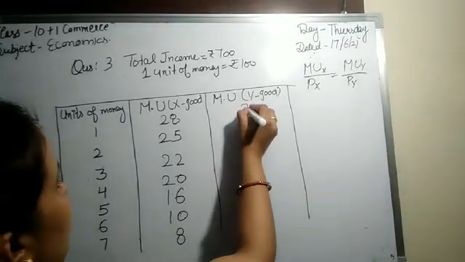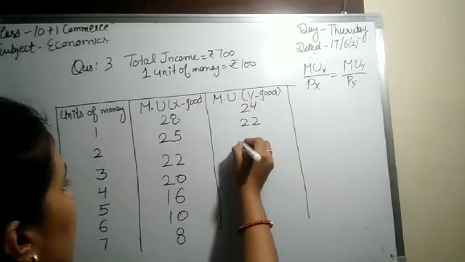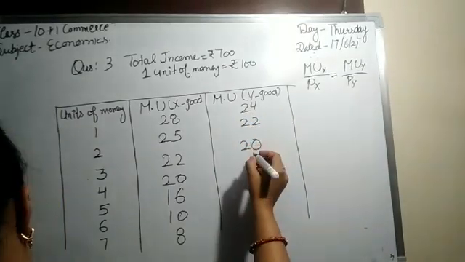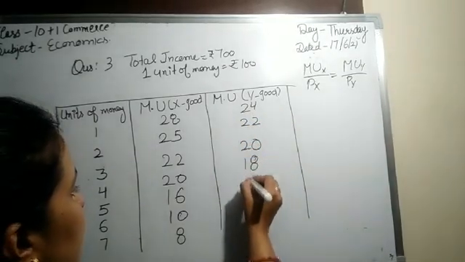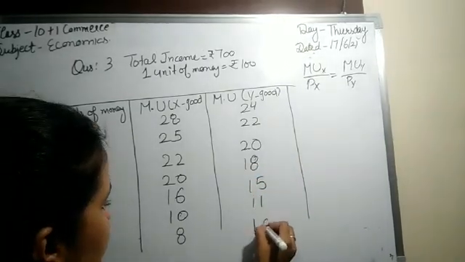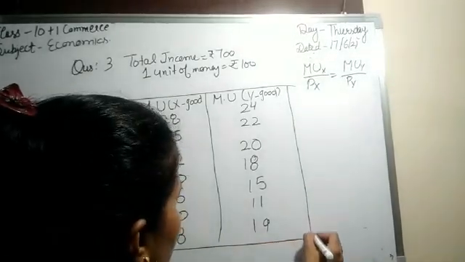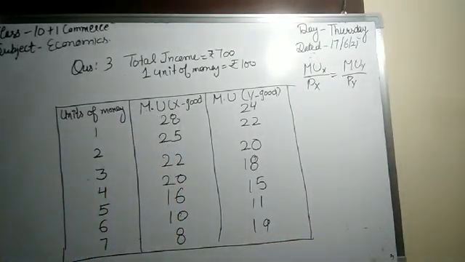Okay, so the marginal utility of Y good is 24, 22, 20, 18, 15, 11 and 19. Okay, so now we have to find out the consumer equilibrium.